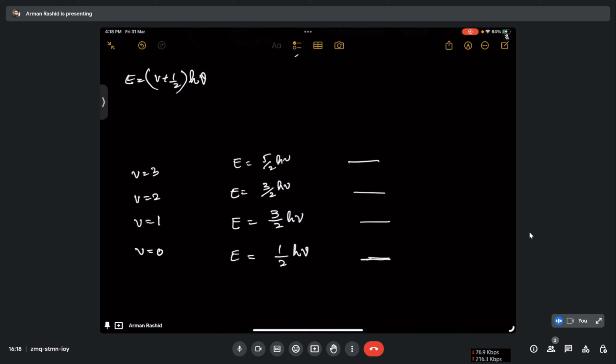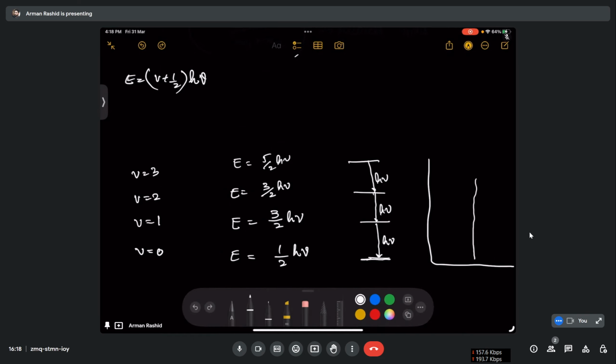Now if we see the transition, this is at 1 by 2 h nu. What is the transition coming from here to here? It will be equivalent to h nu. What is the transition coming from here to here? It will be h nu. And from here, it will be h nu. So the vibrational spectra for a particular bond will be a single line. Because of the transitions in rotational states, it will have some broadening, so you will get a single peak corresponding to vibrational spectroscopy.